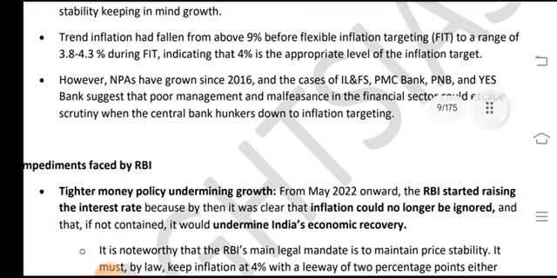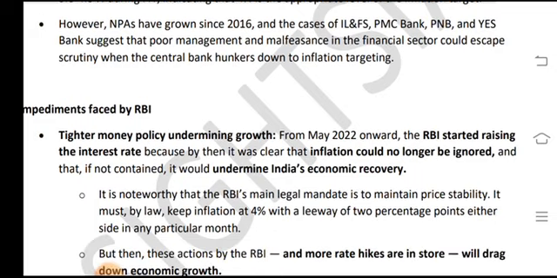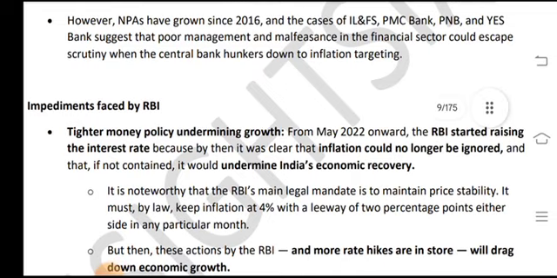Inflation had fallen from above 9% before flexible inflation targeting to a range of 3.8 to 4.3% during it, indicating that 4% is the appropriate level of inflation targeting. However, NPAs have risen since 2016, with the cases of IL&FS, PMC Bank and NBFCs.